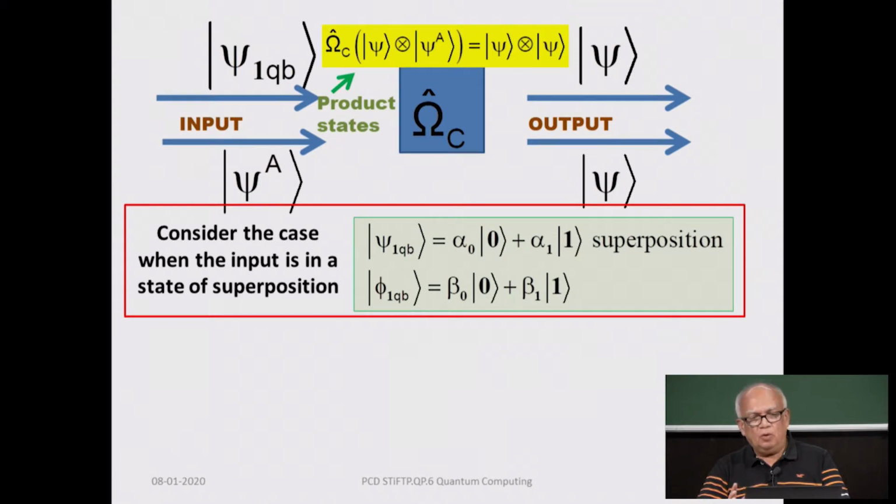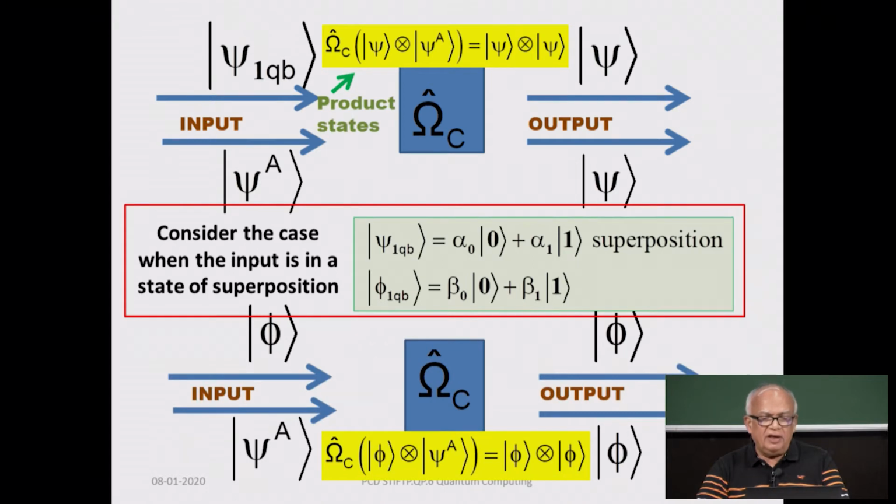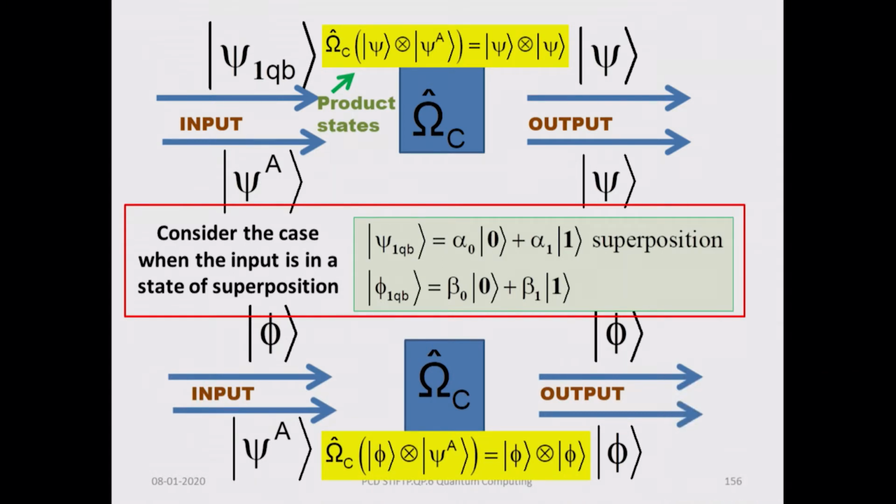Okay. The cloning operator will operate on this, and we are looking for an operator whose result will be the right hand side, which is the tensor product of the two output states. Okay, this is what we are looking for, and we hope to achieve this for the state vector psi, which is a 1 qubit state, or a different 1 qubit state, which is phi.